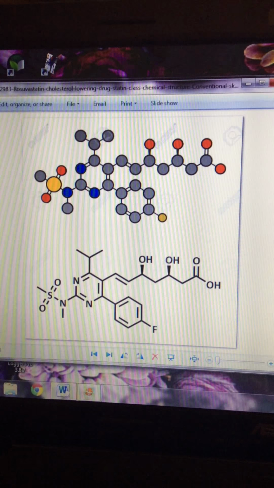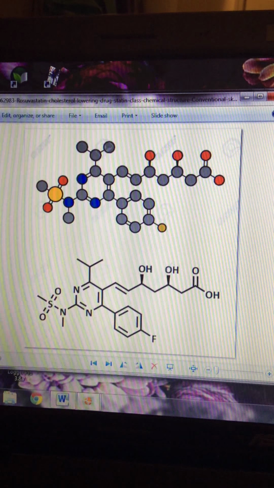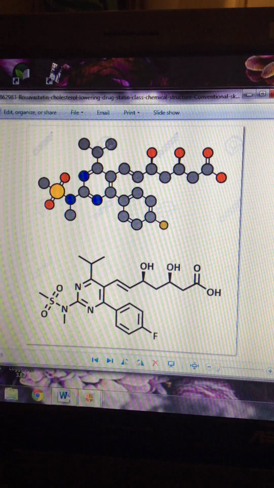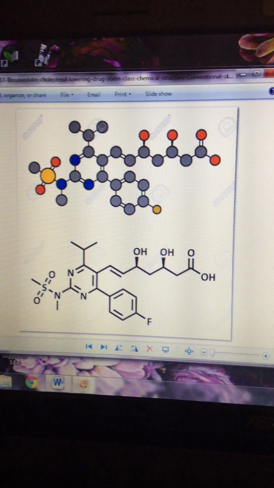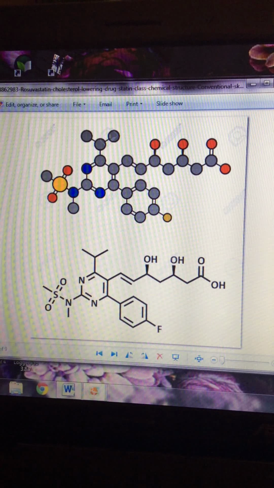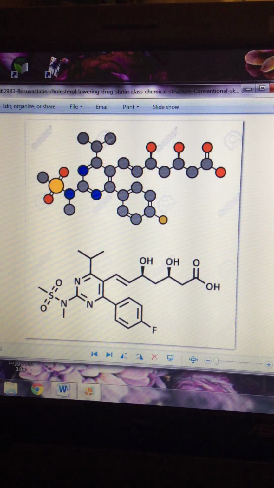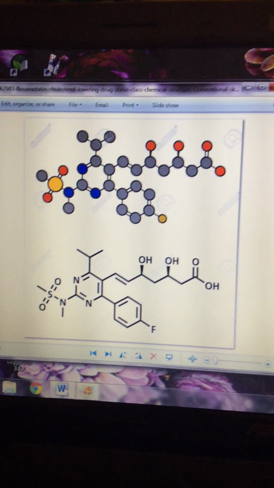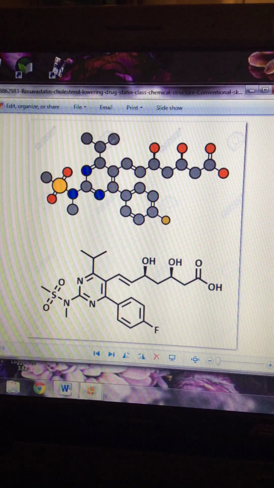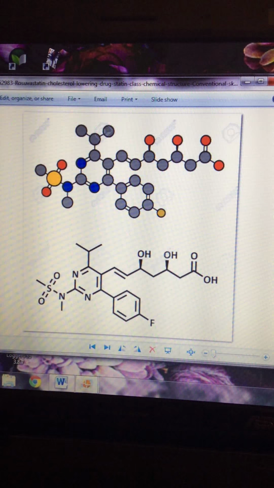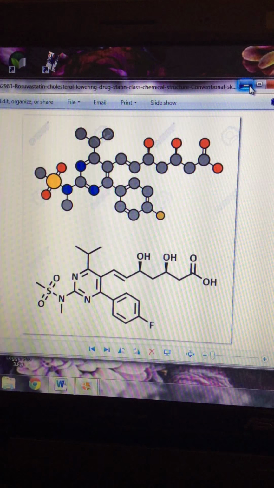My compound is rosuvastatin, and as you can see, this is the skeletal structure for rosuvastatin. And in this video, we're going to talk a little bit about the mass spec aspects of rosuvastatin, and then also the H1 NMR and the C13 NMR for rosuvastatin.